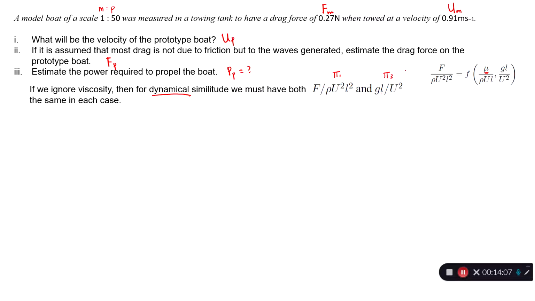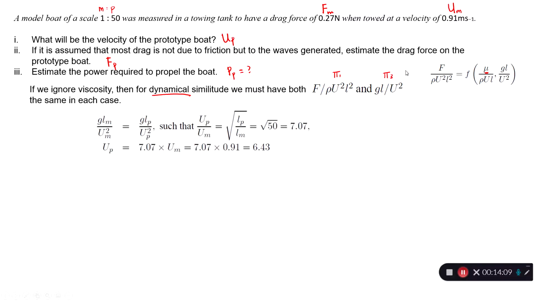So we want to find UP. I'm going to use the relation for pi 3, which is GL over U squared. Why use this? Because we need to find the value of U, and we have gravity, which is a constant, and we have the length. We're not really given the length of the boat, but we know the ratio of LM to LP.